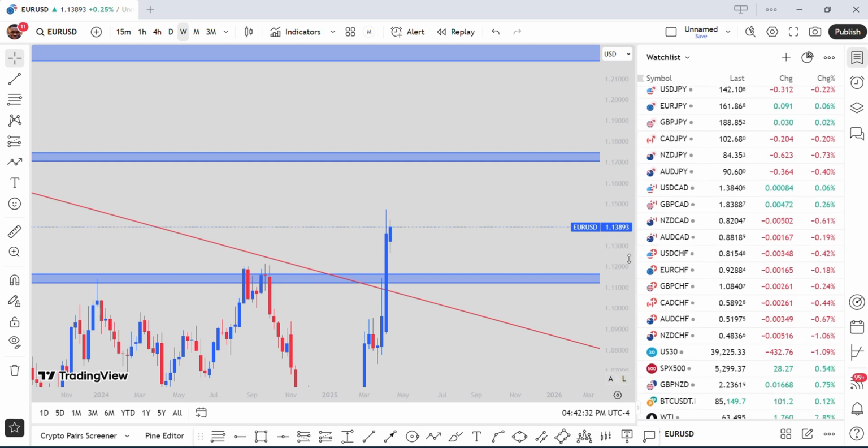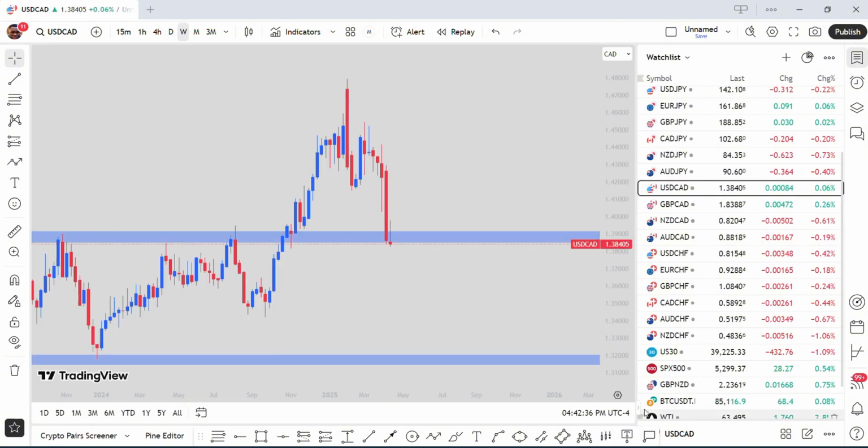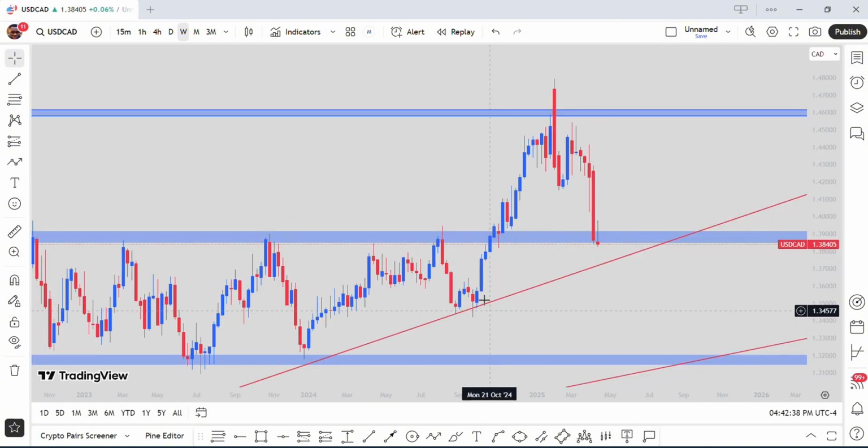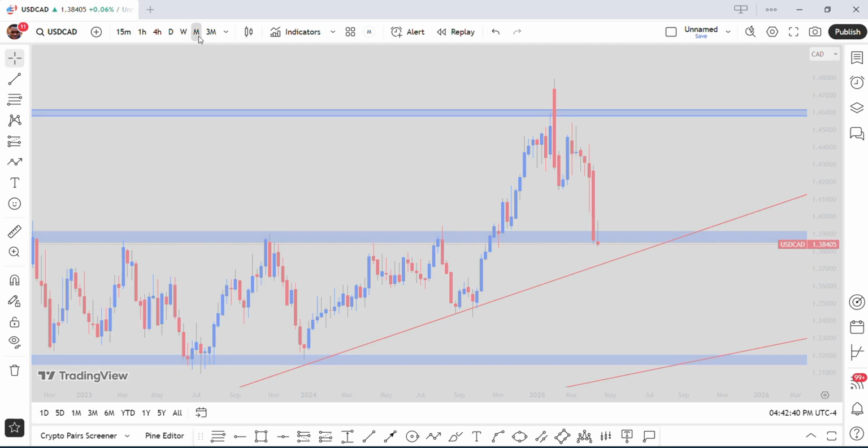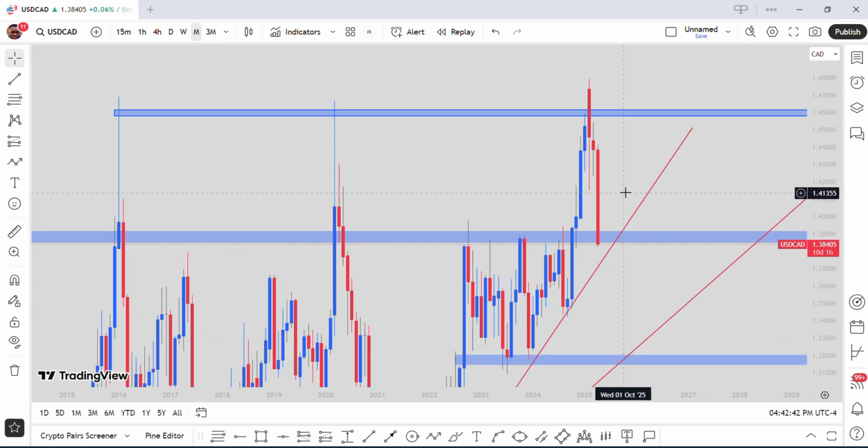So the next pair is USD CAD. I'll be talking about USD CAD. As you all know, the overall direction of USD CAD is clearly to the upside.